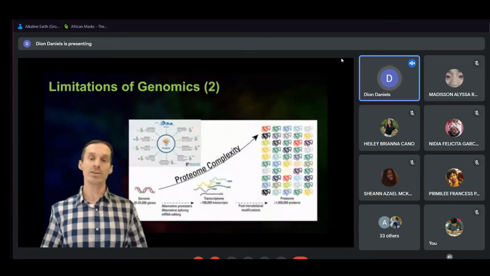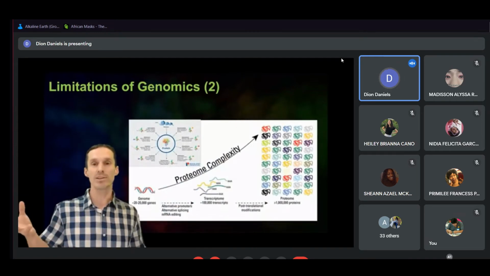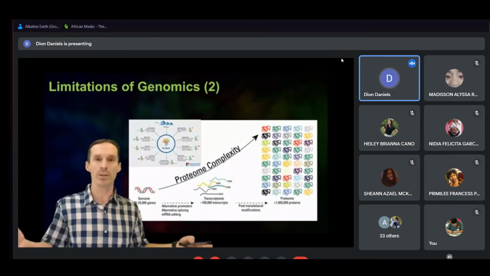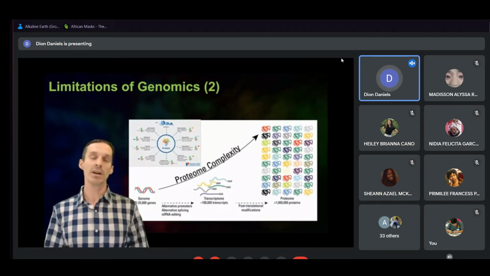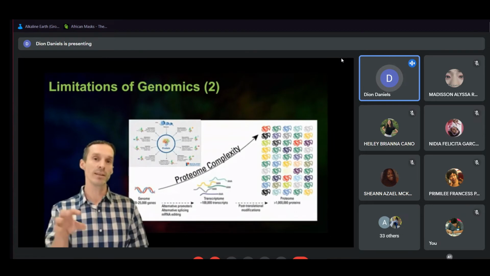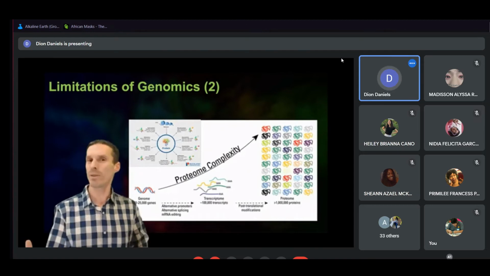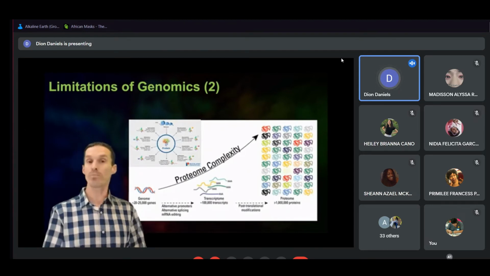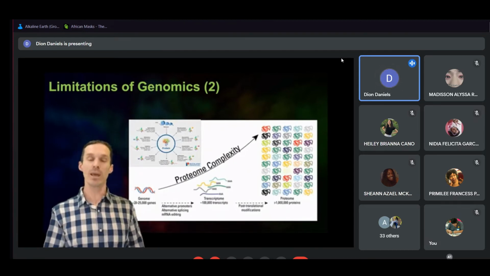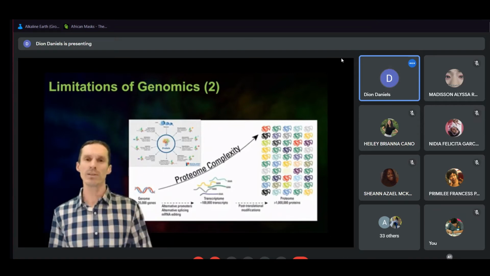Now, it's not just the abundance. That study on Alzheimer's was looking at the fact that for some proteins there was more or less of it than we would normally expect. But another key limitation of genome analysis is that it might tell you what the protein is, but it doesn't tell you what flavor, what form the protein is. So the term proteoform is a new term we came up with to decipher how one protein might be different from another.